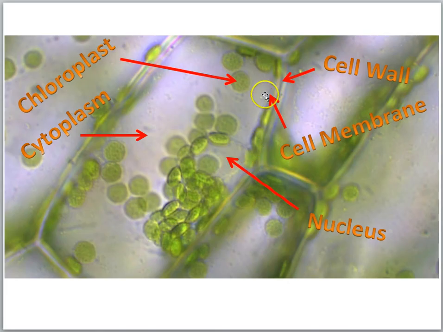Now, if we take a look at an actual plant cell under the microscope, so this again is the leaf cell from an aquatic plant, we've got the outer cell wall, right, that rigid boundary. Inside the cell wall, just inside the cell wall, is the cell membrane. Can't see it very well here. We have the nucleus, shown here. We have the fluid cytoplasm, and we have the green discs, the chloroplasts.